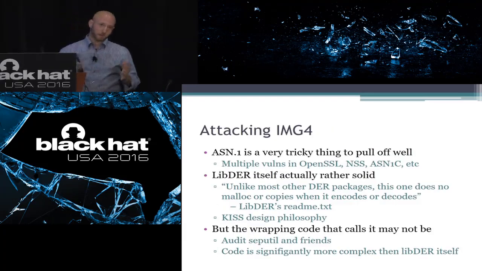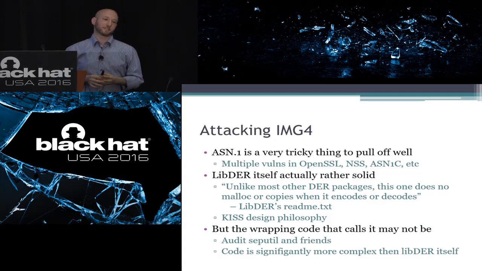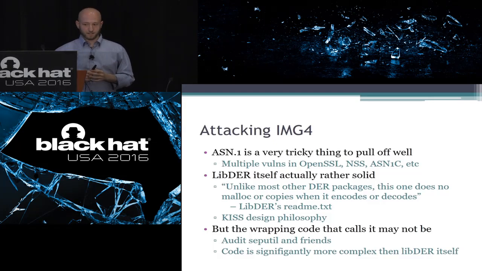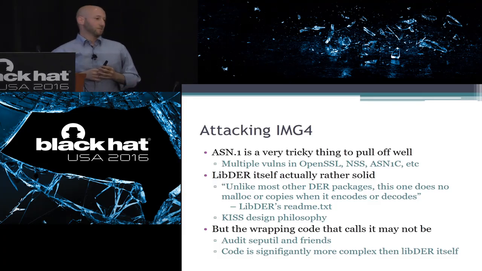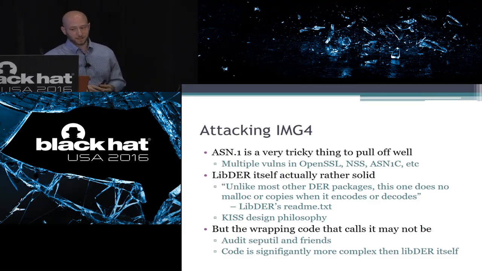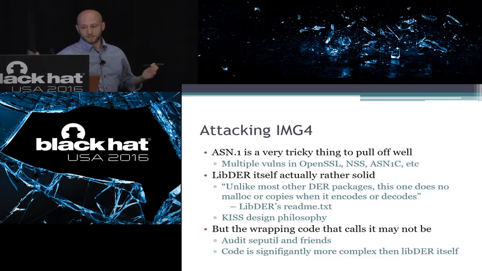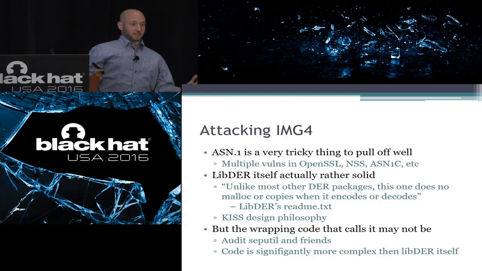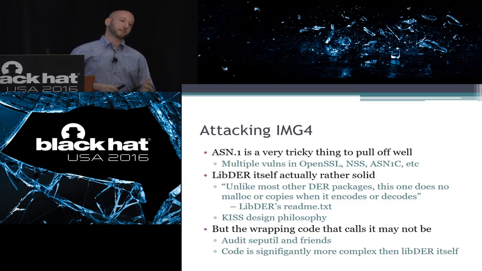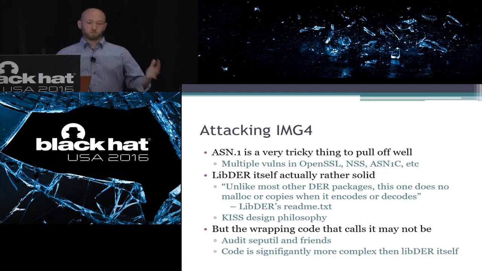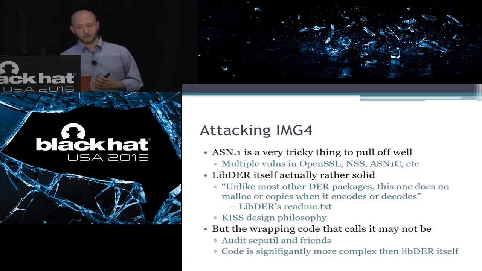So let's talk a little bit more about attacking the image parser. Now, ASN.1 is a really, really hard thing to do right. There have been multiple vulns across pretty much all of the ASN.1 parsers, some pretty big ones lately. On the other hand, libDER itself, as you can see, was designed with a very simple methodology. It doesn't do copies, doesn't do malloc, it just decodes. So it's actually really strong, and props to that.